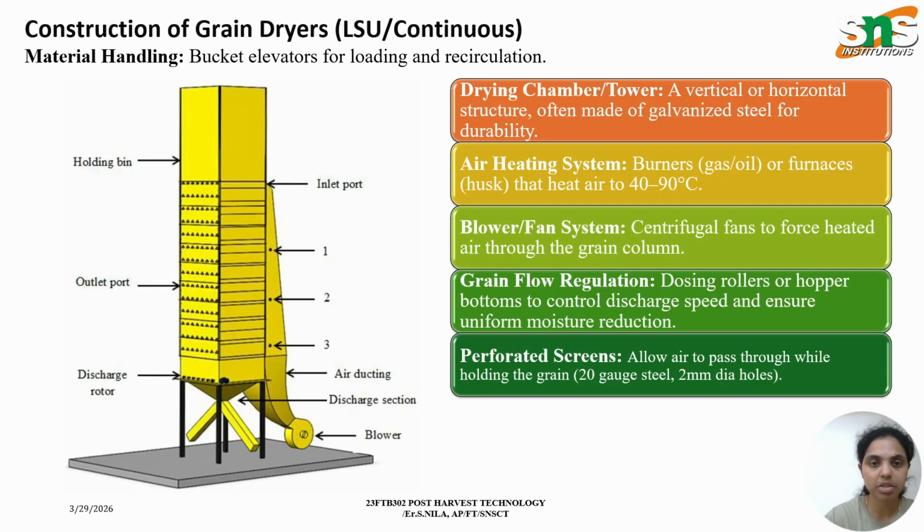So the next one is construction of grain dryers. For example, if we take the LSU dryer, then we have the following main components. The first one is the drying chamber or the tower, a vertical or horizontal structure often made of galvanized steel for durability.